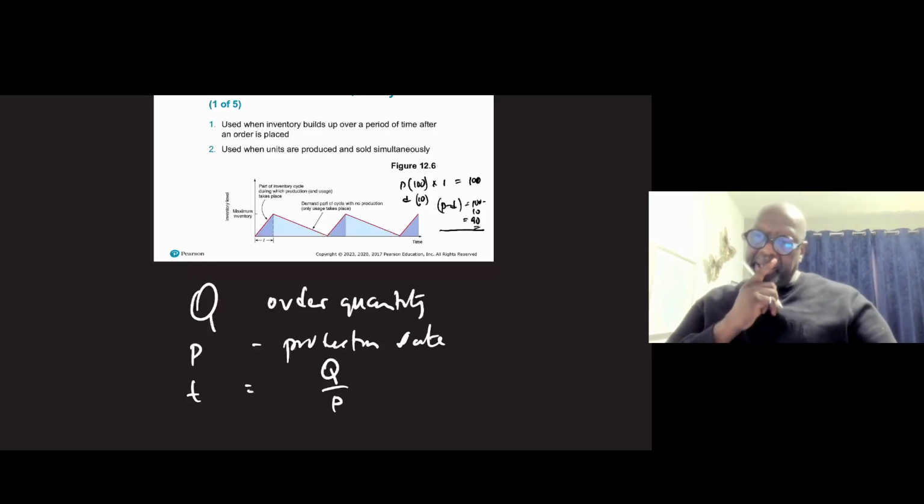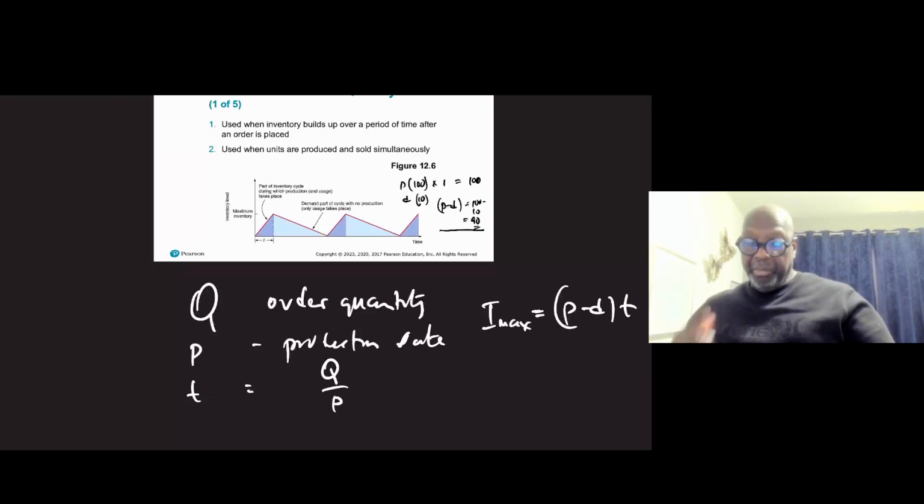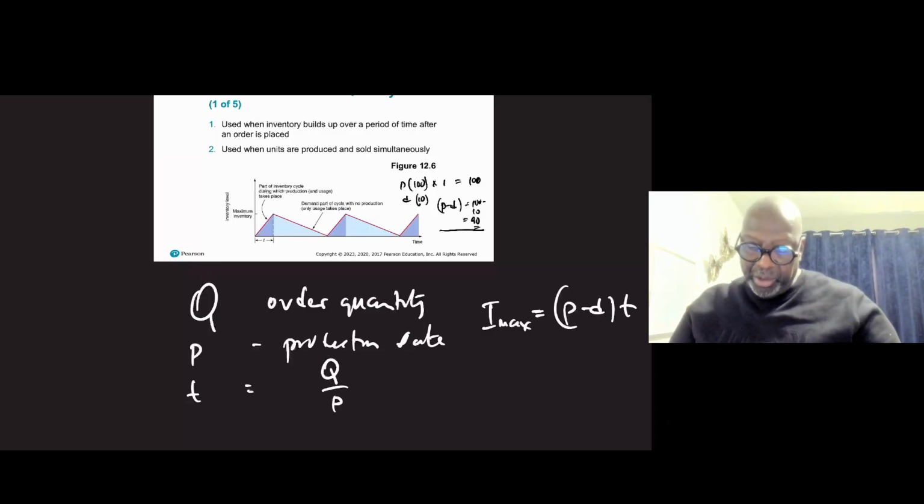So it means that let's say I'm going to now produce for T units of time. My maximum inventory that I will accumulate, Imax, will be P minus D times T. But remember, T is the total time it takes to produce the Q units. So therefore, my maximum inventory, I could rewrite it as P minus D times Q over P.